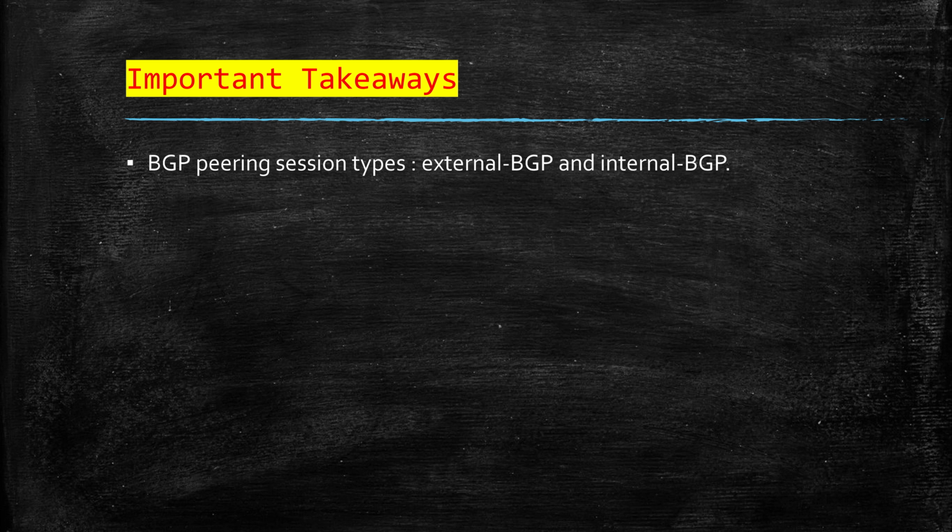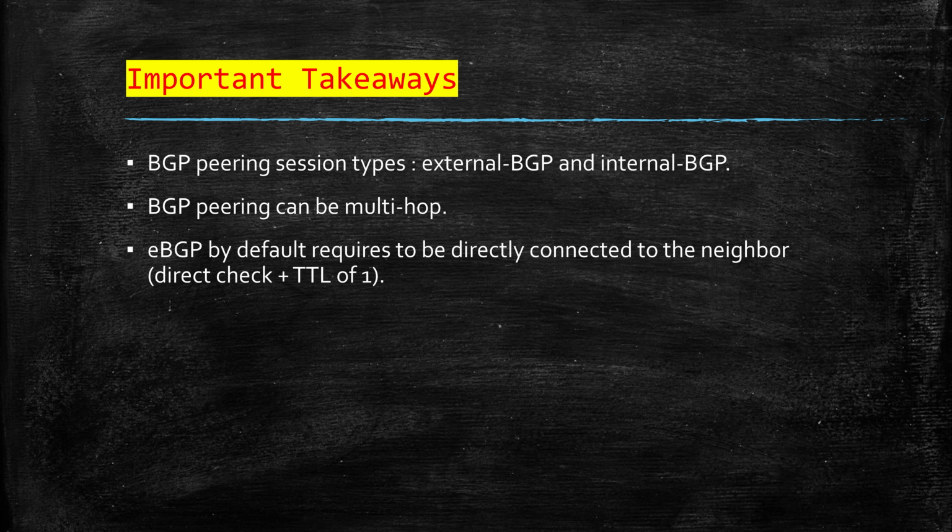The important takeaways for this lesson. BGP has two types of peering sessions, external BGP and internal BGP. The behavior of BGP changes drastically depending on the type of the session. Unlike OSPF, for example, BGP can form a neighbor relationship with a router that is many hops away. eBGP by default requires that two neighbors be directly connected. This is enforced by the direct check and a TTL of 1.